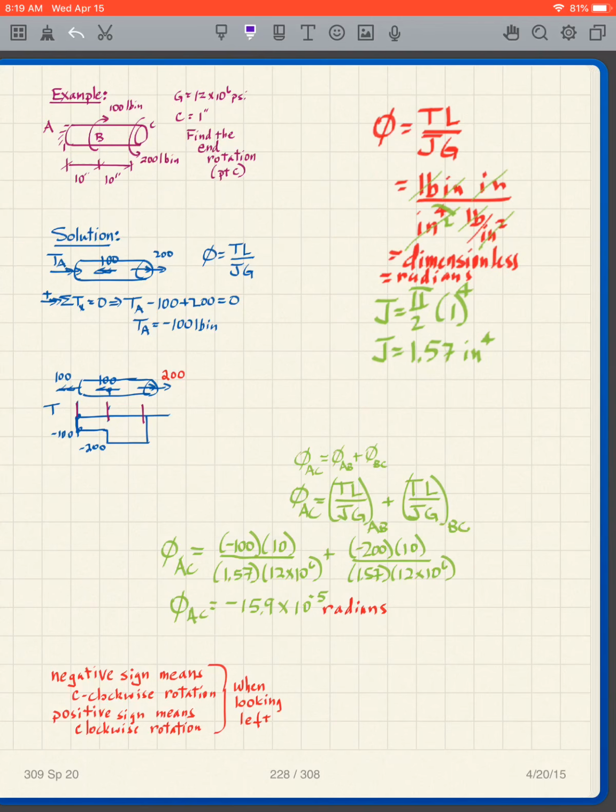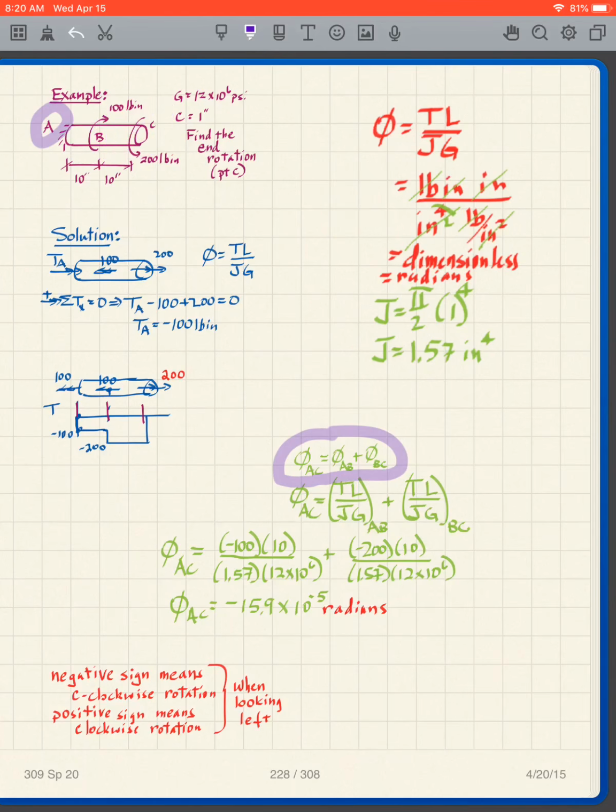It's very straightforward. We're going to break it. What we're going to be interested in is phi. We're going to call it phi from A to C. So here's point A, here's point B, here's point C. I want the angle of twist across the entire length, A to C.